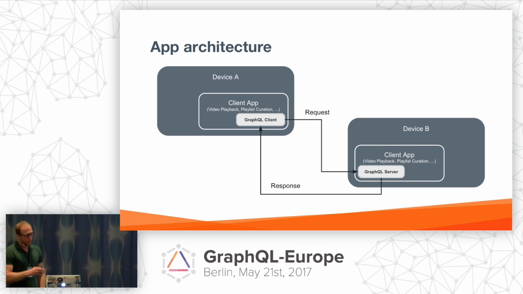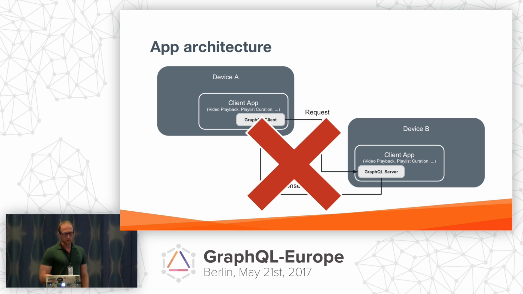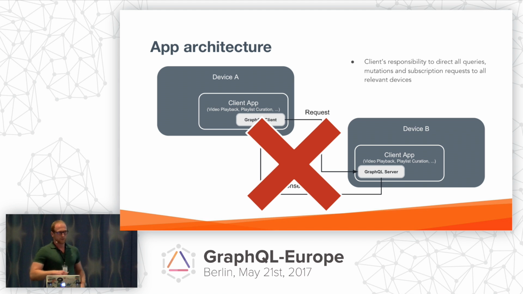So a typical app architecture that we see in GraphQL is having this GraphQL client making requests to a server somewhere, the very client-server architecture, and you're getting a response back. That doesn't quite cut it in this case. First of all, since we have a mesh network, the client application would then have to take care of the state of what devices are available and what capabilities they have. It's introducing a lot of complexity to the client itself.